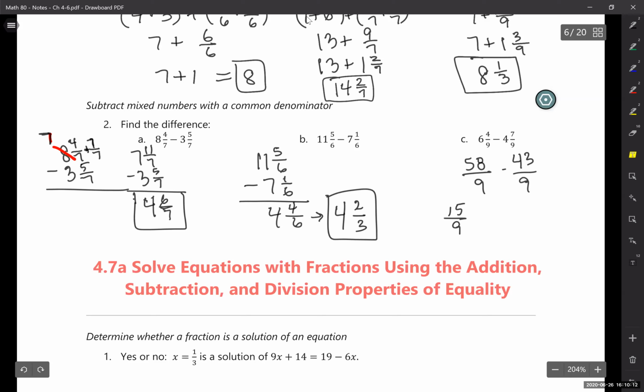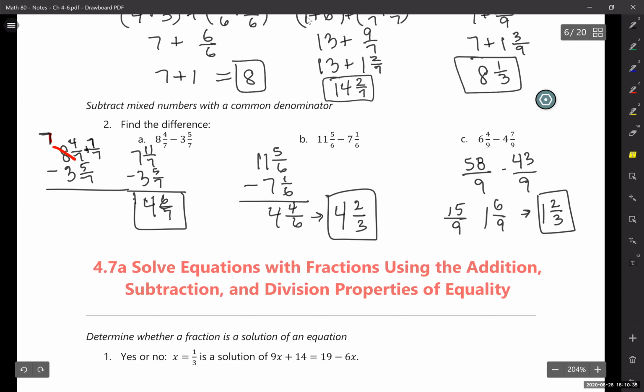15/9. Not quite to the answer yet, because if the question has a mixed number in it, we want to have our answer have a mixed number in it as well. So I'm going to rewrite this as 1 6/9. And finally, reducing that to get 1 2/3.